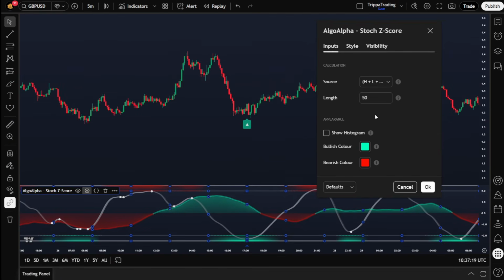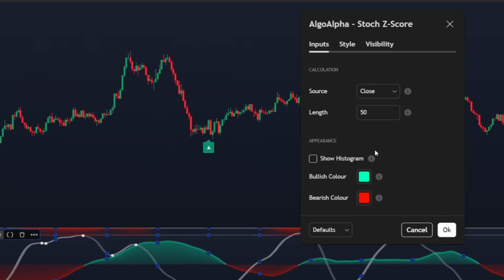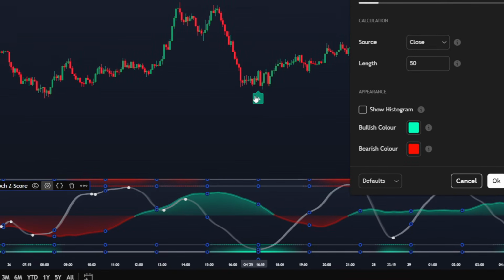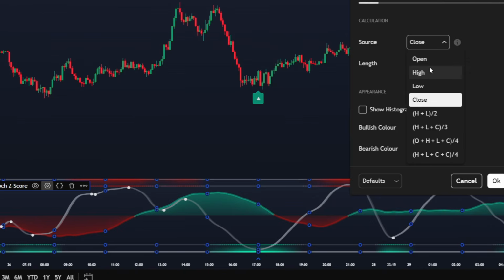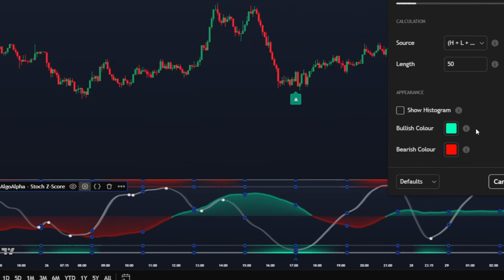The source setting controls which price data the indicator uses to do its calculations. By default, many indicators use close, meaning they only care about where the candle finishes. When you switch it to something like H plus L plus C divided by 3, you're telling the indicator to use an average of the candle instead of a single point.